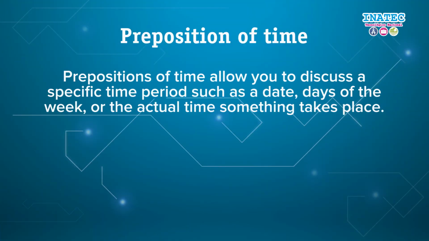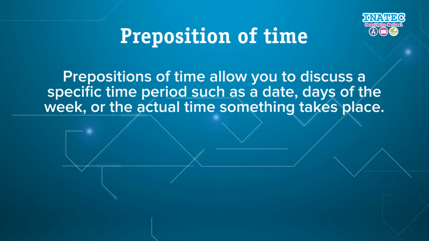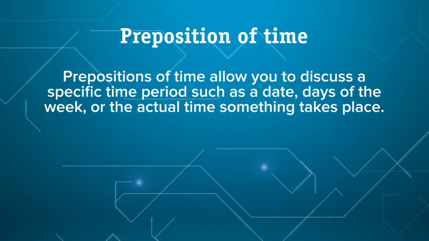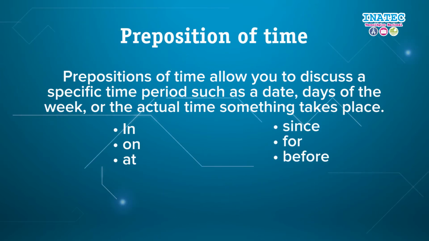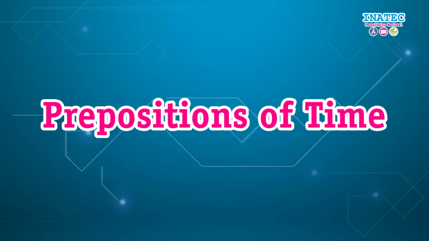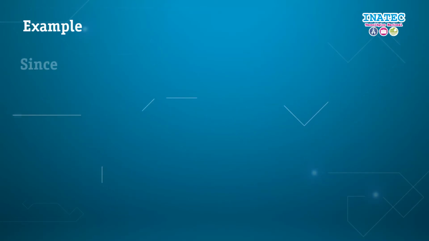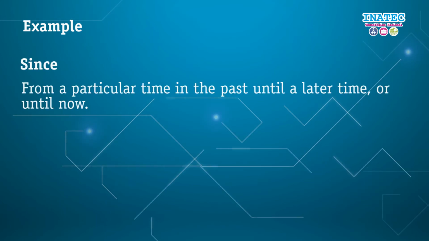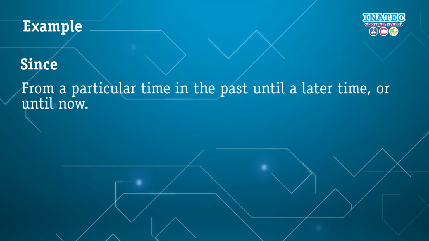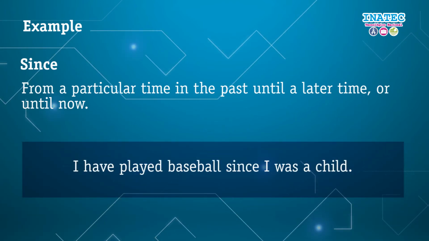Prepositions of time. Prepositions of time allow you to discuss a specific time period, such as a date, days of the week, or the actual time something is taking place. In, on, at, since, for, and before are some examples of prepositions of time. Prepositions of time. Explanation. Examples. Since. From a particular time in the past until a later time or until now. I have played baseball since I was a child.